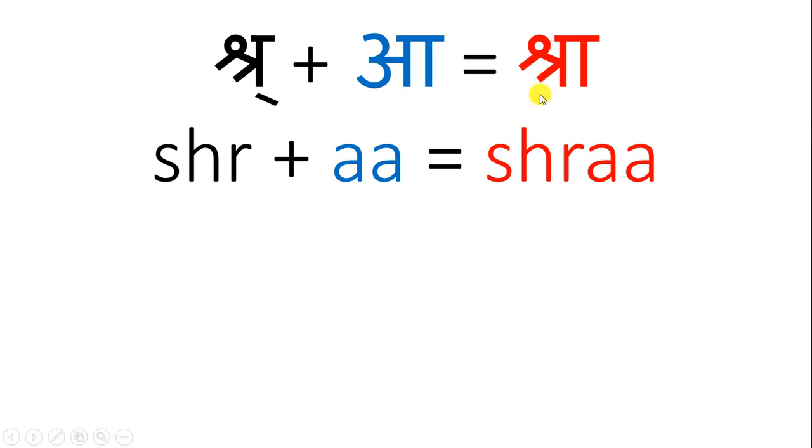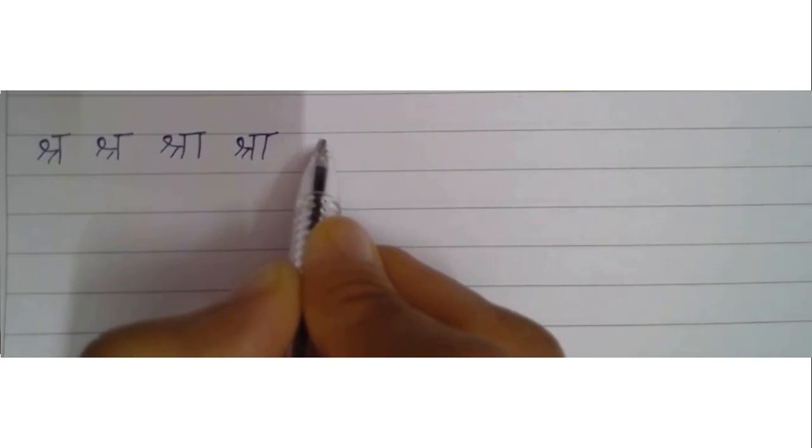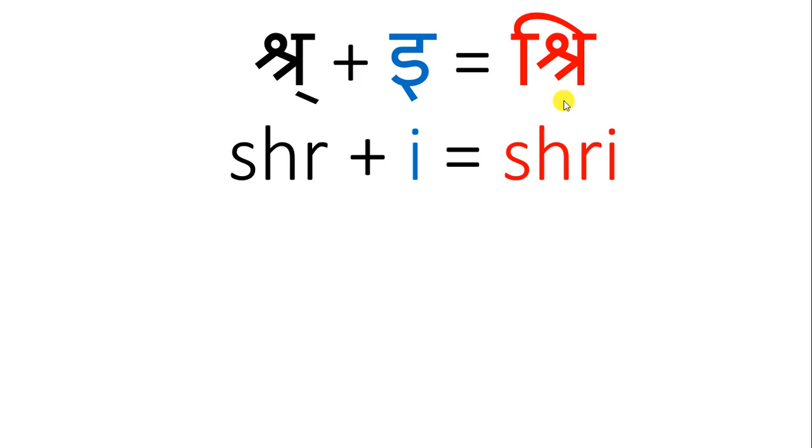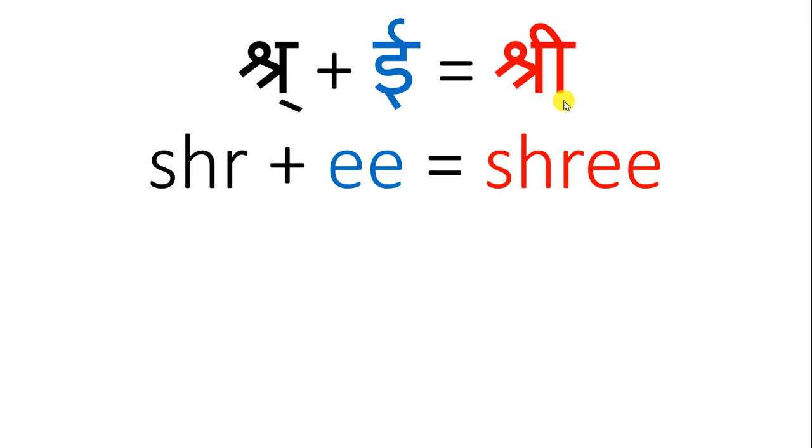The next sound is shra, and shra is written like this. Next sound is shi, and shi is written like this. Next sound is shri, as in Shri Krishna or Shri Rama, and shri is written like this.